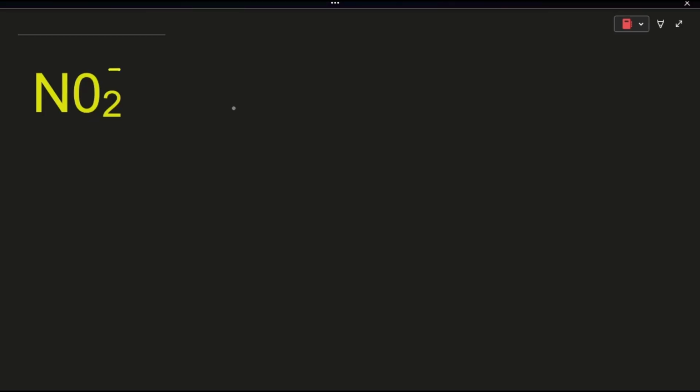So first of all, we need to count the valence electrons of this ion, which is made up of 1 atom of nitrogen and 2 atoms of oxygen. Nitrogen has 5 valence electrons and oxygen has 6 valence electrons, and we shouldn't forget that the nitrite ion carries an extra electron on it. So the total number of valence electrons that we would have to work with is 18 electrons.